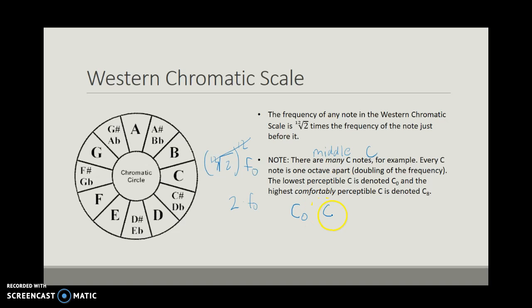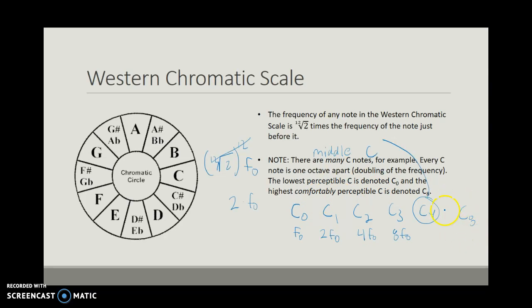One octave later, you'd get the C1 note. One octave later, you get the C2 note, C3 note, and these are just doublings of frequencies. So if you took this frequency and doubled it, you'd get a C1. If you doubled that, so 4 times F naught, you'd get C2. And if you doubled that, you'd get 8 times F naught, that would give you C3. And C4 is what we call middle C.